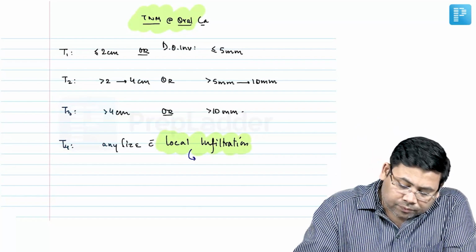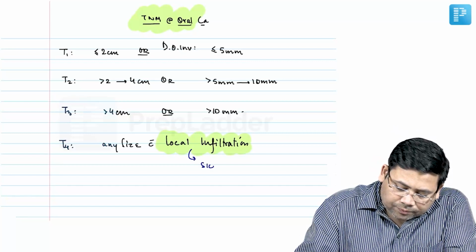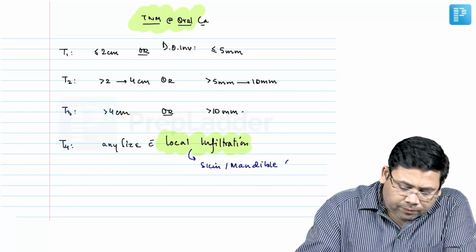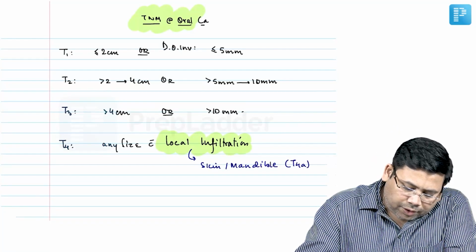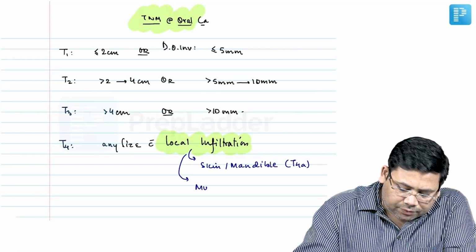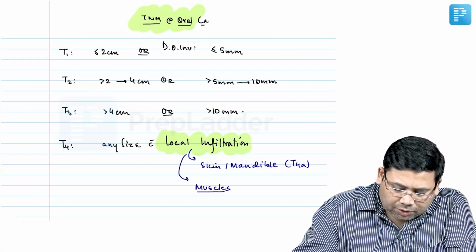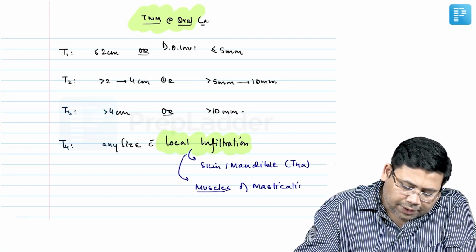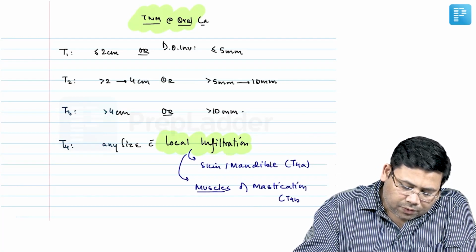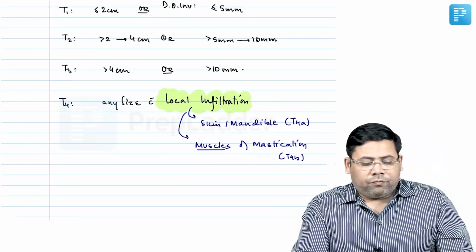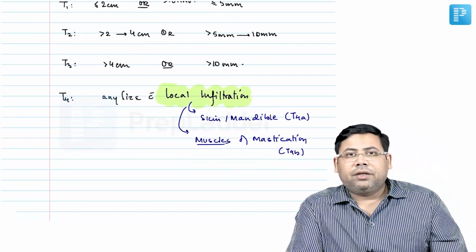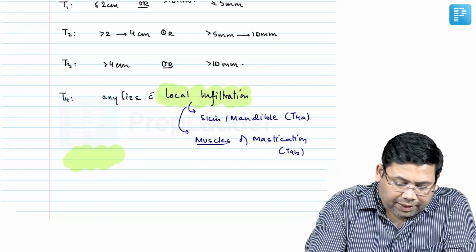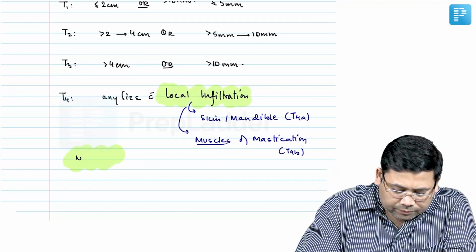Now try to understand, this is very important. Local infiltration into the skin or the mandible is T4A. Then infiltration into the muscles of mastication is T4B. So they are very important things. We have T1, T2, T3, T4. Now when we talk about N, how do we see the N part?